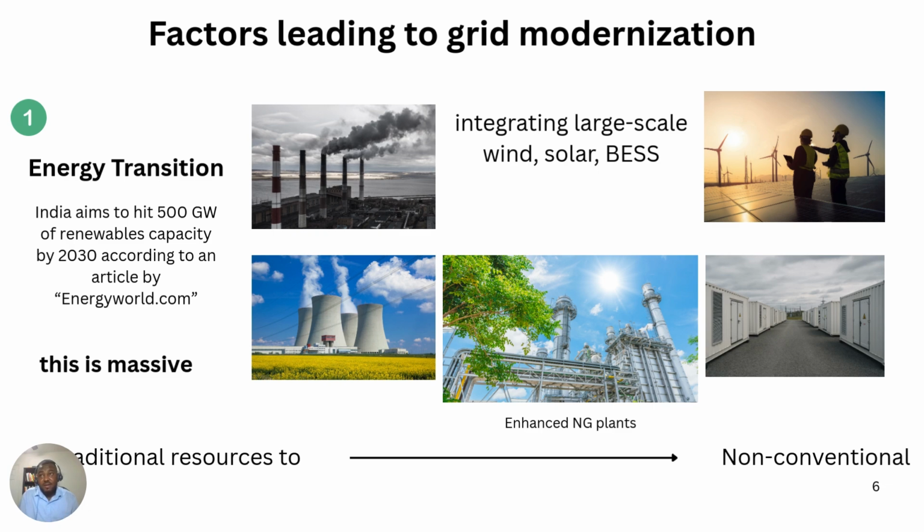There are several factors, but number one of them is energy transition. For instance, India aims at hitting 500 gigawatts of renewable capacity by 2030, 5 years ahead, according to an article by energyworld.com. You can simply say this is massive. To build a 500 gigawatt grid that is solely coming from renewables is huge.